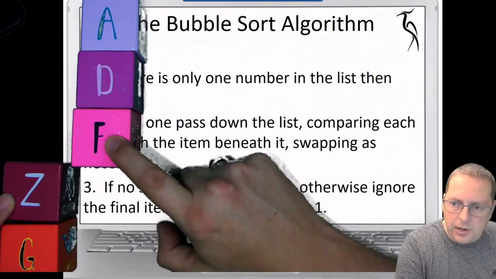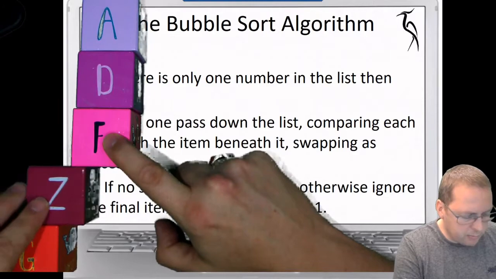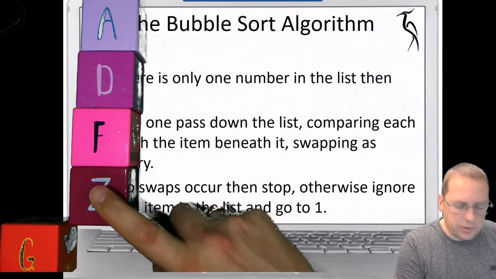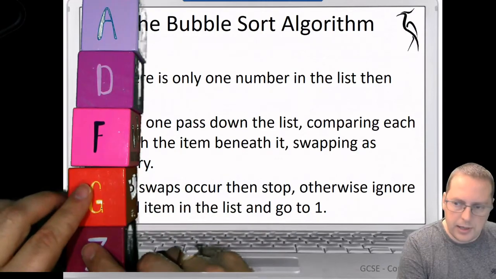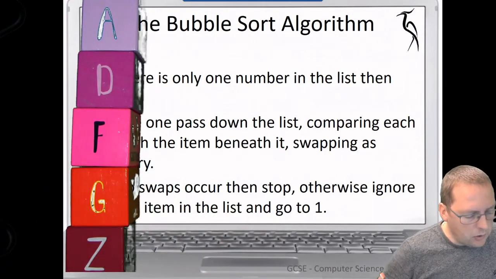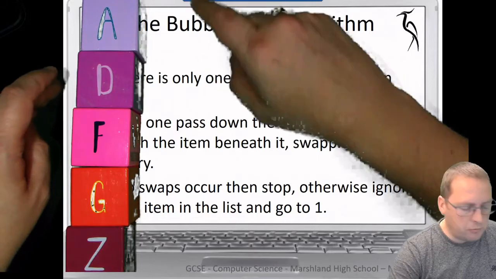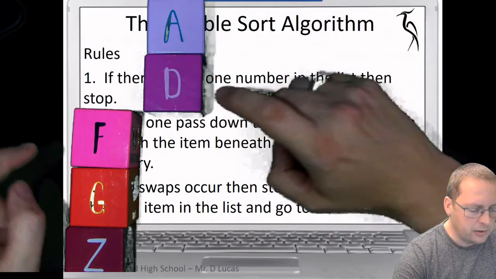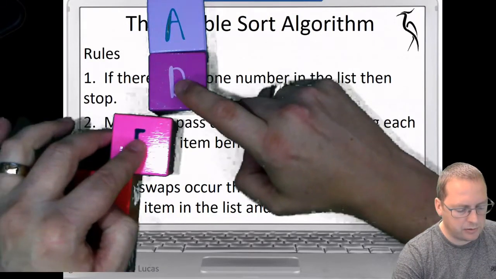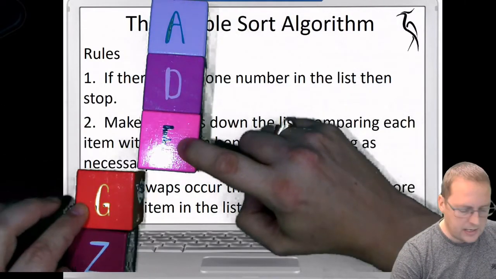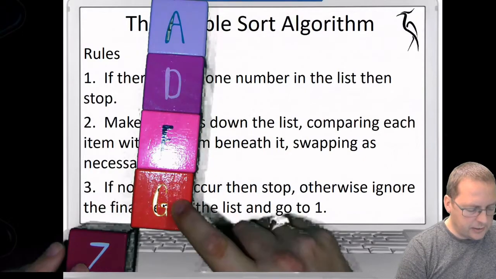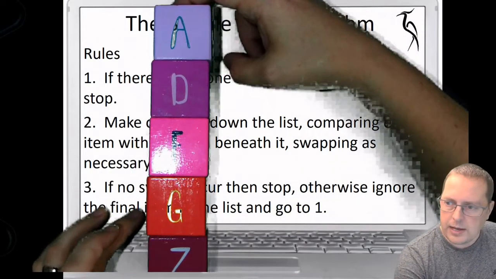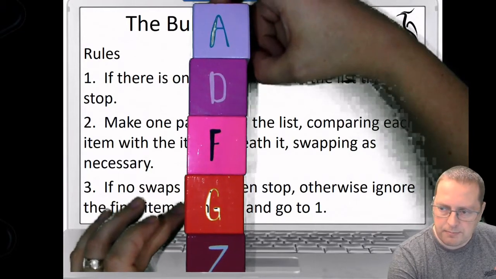The F and the Z, are they in the correct order? They are, so I'm just going to move my Z over. And the Z and the G, are they in the correct order? Well, they're not, so I can swap that pair. I now look at the next row of my bubble sort. The A and the D, well, I'm happy with those. The D and the F, I'm happy with those. The F and the G, I'm happy with those. And the G and the Z, again, I'm happy with those. So my next row, I'm happy with.